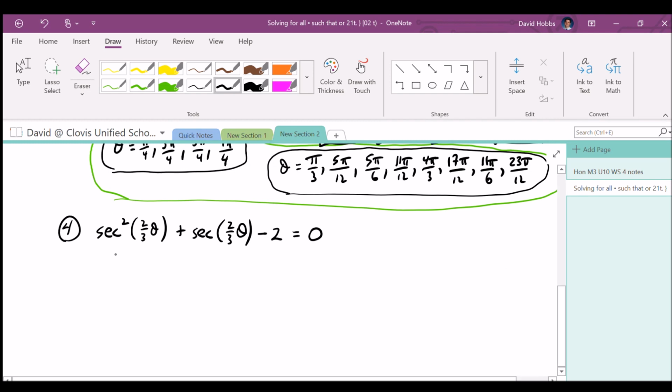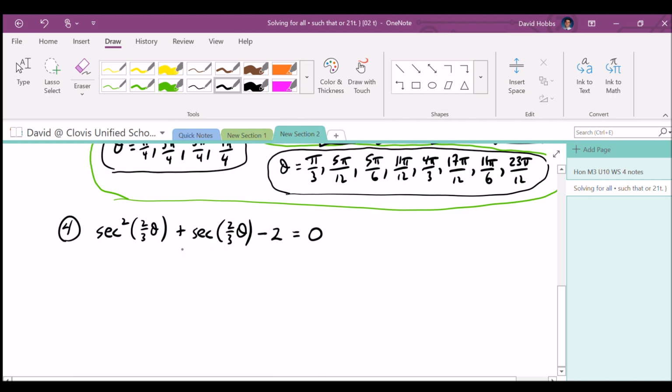We've got secant squared of 2/3 theta plus secant of 2/3 theta minus 2 equals 0. Looking ahead, the coefficient is 2/3. If it's a fraction between 0 and 1, then I would just do it as if it's just a plain old theta and work it out, and then we'll probably have to look at our answers and just make sure that the final answers are between 0 and 2 pi.